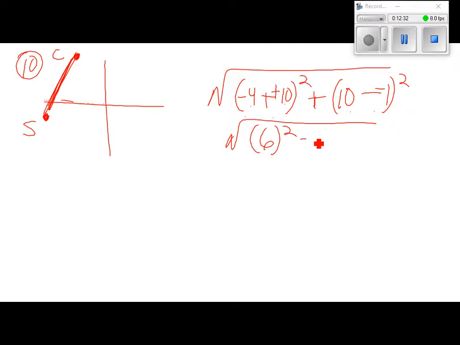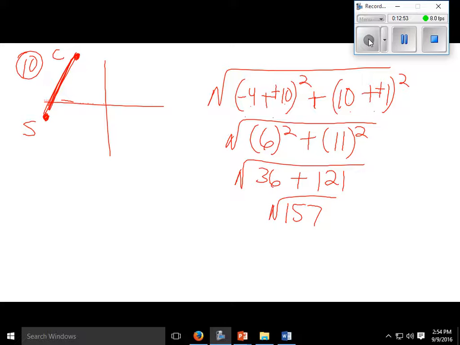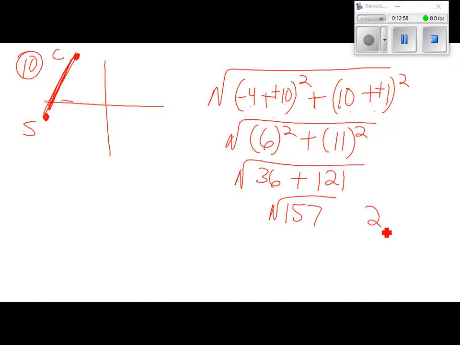We got 6 squared. 10, we're going to change this to plus. 10 plus 1 is 11. So we got 11 squared. 6 squared is 36. 11 squared is 121. We add those two together and you get 157. Then you grab your calculator and take the square root of 157, and it's about 12.53 something.